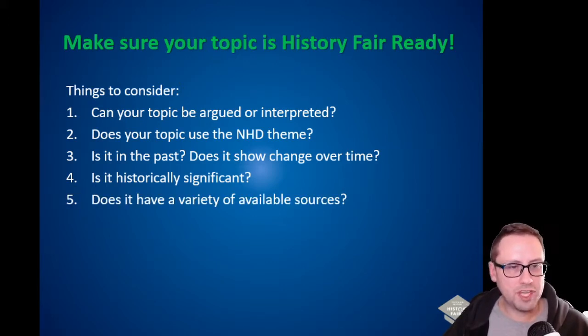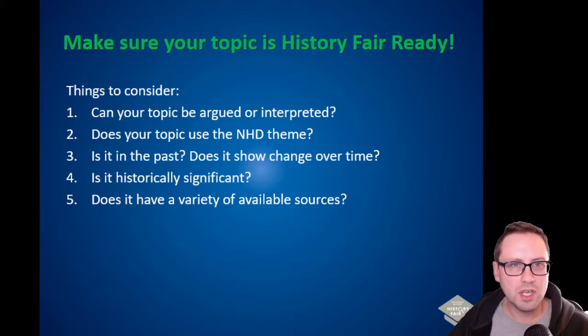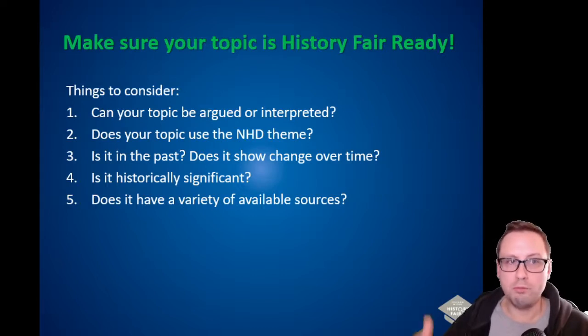Number 5, does your topic have a variety of available sources? There's no magic number of sources that a history fair project needs, but your judges are going to be looking for a good variety of both primary and secondary sources. You're not going to find all those sources right away, but if you're having trouble right at the beginning finding real basic sources like encyclopedia entries, you want to proceed with caution. Check with your teacher or librarian to see if they can help you find some additional sources, and if not, you might want to consider a different topic.